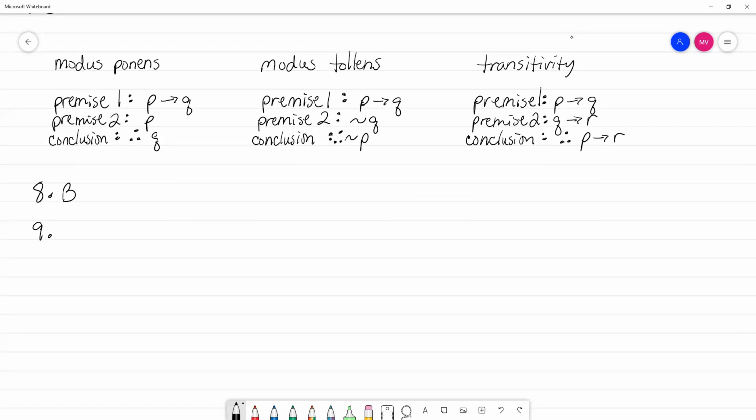Number 9. If you study hard for a test, then you will get an A. So P is studying hard for the test. Q is getting an A. You did study hard for a test. Therefore, you got an A. Modus ponens. Everybody see that? If P then Q, premise 2 says P happened. Therefore, Q happens.